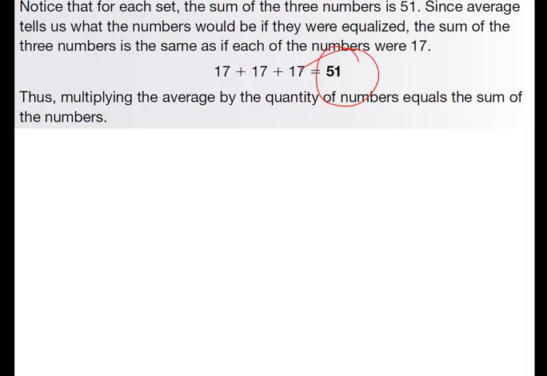So for all intents and purposes, you can just go ahead and assume that because there's three scores involved, each one of them is a 17 to equal 51. That'll make all of your problems easier when we do these going forward. So let's look at one.